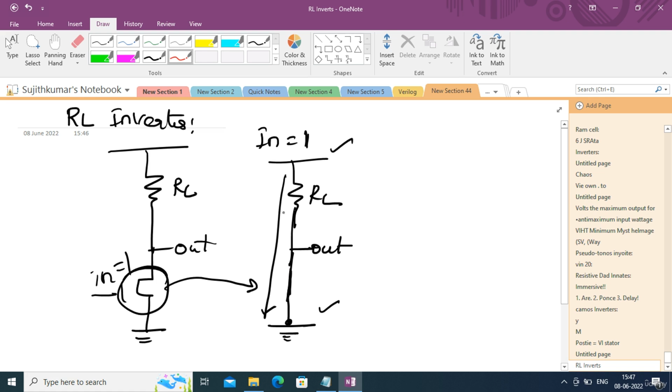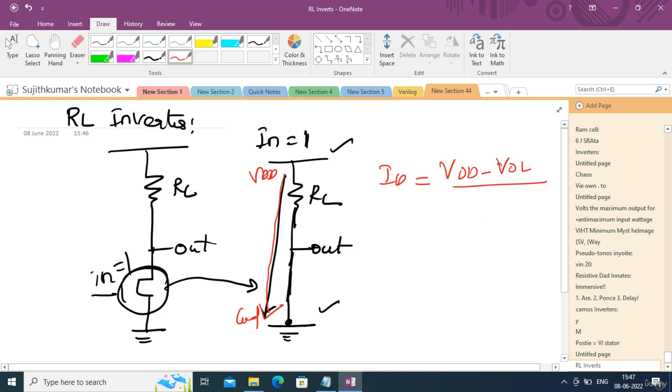So here there is a current flow from the VDD to the ground, because both the resistor as well as the NMOS transistor form a path from VDD to the ground. Since there is a path, there is a current flow, and we can take this as VDD minus VOL, or I could say VDD minus ground, divided by RL. RL is the resistance in the path.